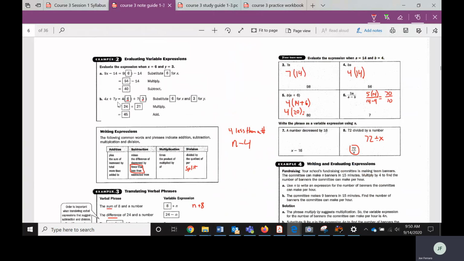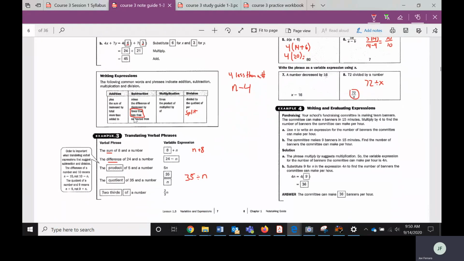Letter B, 4x plus 7y. So 4x, x is 6, and 7y, y is 3. So you put those numbers in. Order of operations says you have to do the multiplication before the addition. So now they do 2 steps at once here. They go 4 times 6 is 24. They can't do adding yet, so they put down the plus, and then they go 7 times 3 is 21. And they go 24 plus 21 is 45.